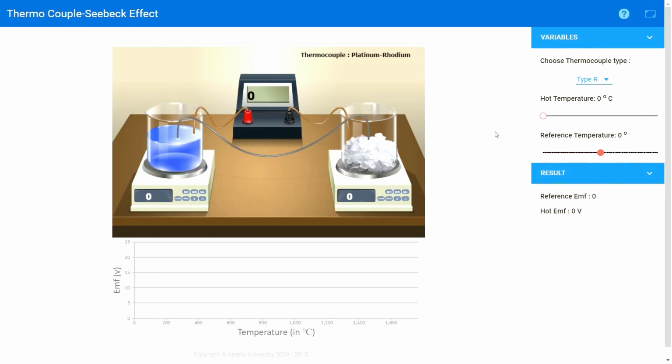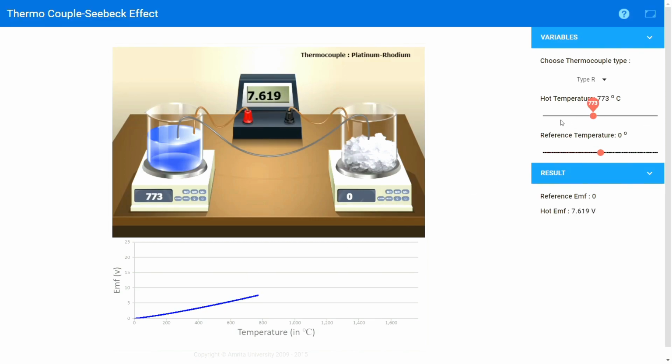Now we have to change the temperature, and by changing the temperature we get a temperature difference, and for that temperature difference we get an EMF. So I took the temperature 321 degrees Celsius, and for 321 degrees Celsius I got an EMF of 2.607. Here in the virtual simulator you get a graph like that, but in the project you have to make the graph. For that you can take different temperature points and draw the graph.